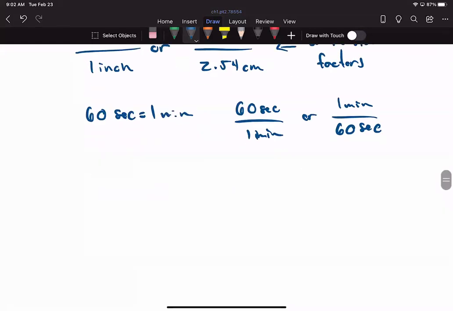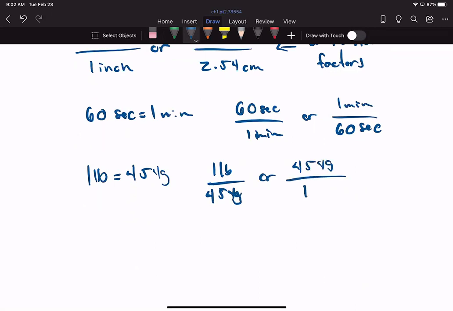One more here. 1 pound is equal to 454 grams. And if I need a conversion factor for this, I can write 1 pound over 454 grams, or 454 grams over 1 pound. My conversion factors. And we use this again to convert from one type of unit into another type of unit.